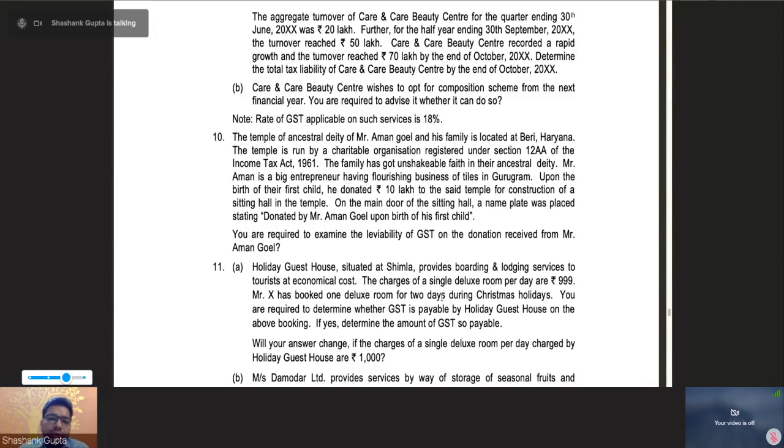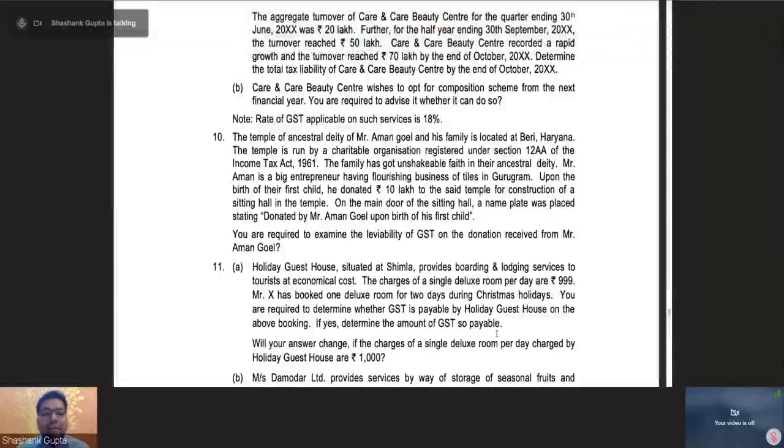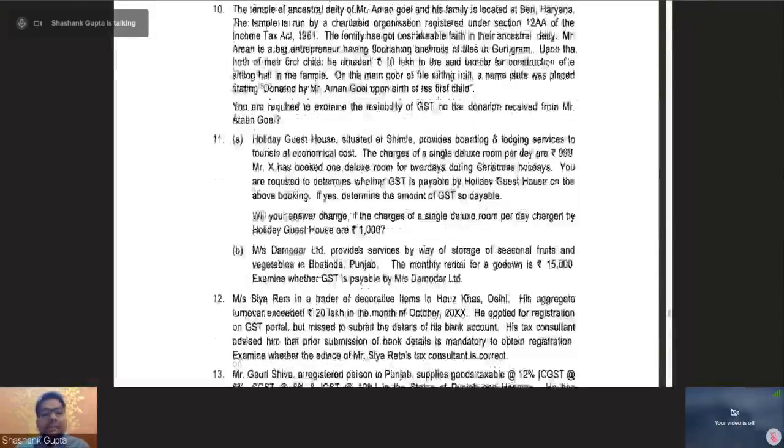So according to you, should there be any applicability on this 10 lakh rupees? Is there any marketing involved? Is there any taxable supply involved? No. And that is what has been clarified. So no liability of GST. Next, question 11.